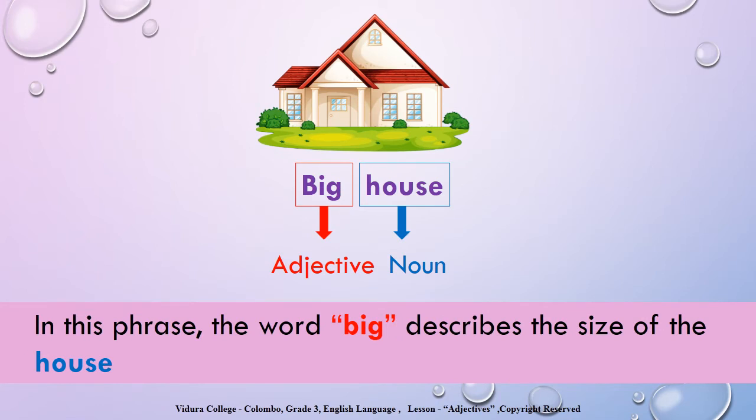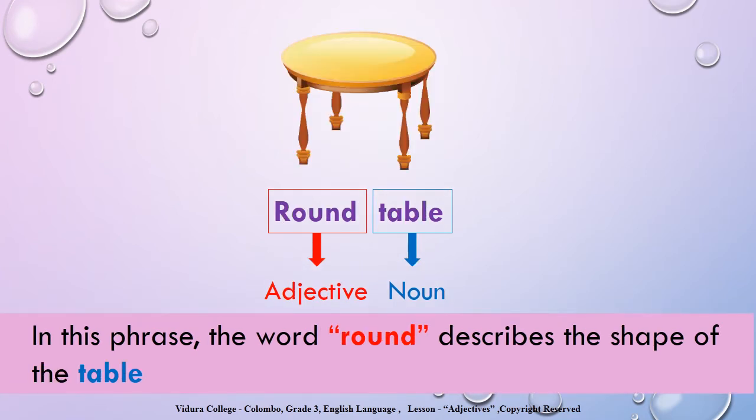Look at the picture. Big house. In this phrase, the size of the house is further described using the word big. So the word big is an adjective. Now look at this picture. Round table. In this phrase, the shape of the table is described using the word round. So the word round is also an adjective.